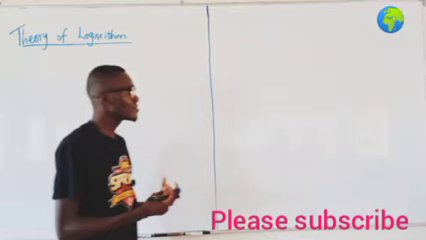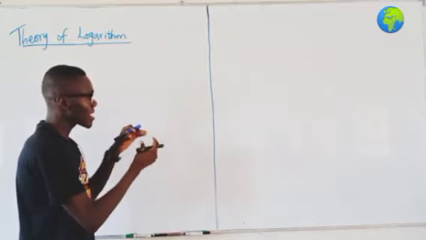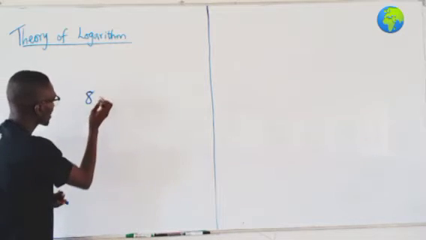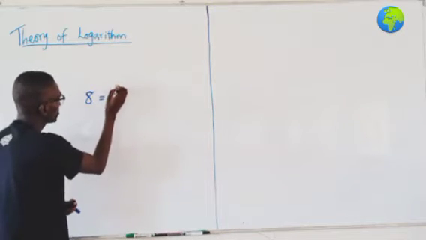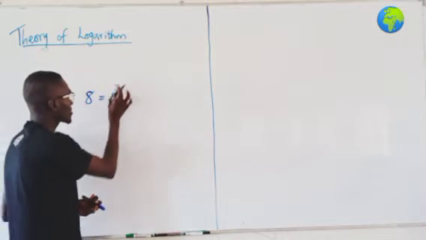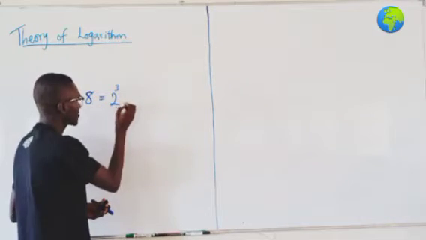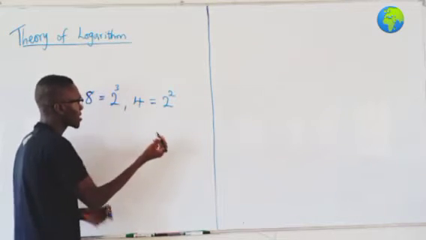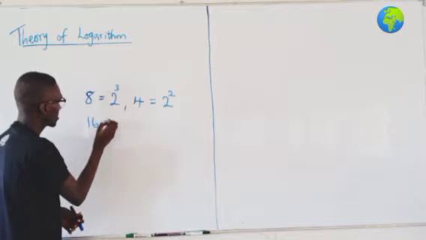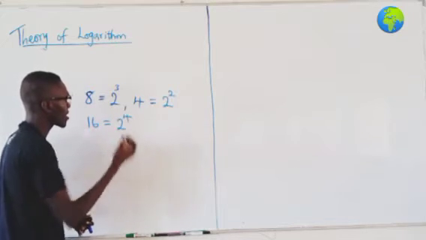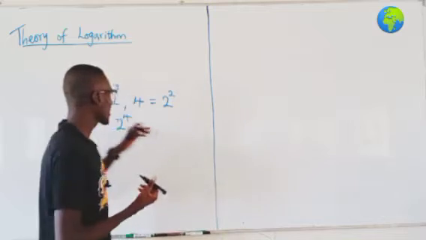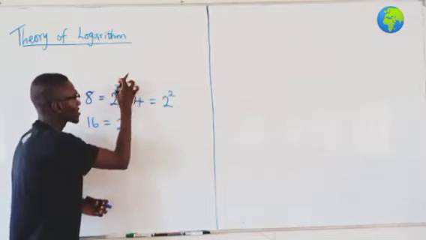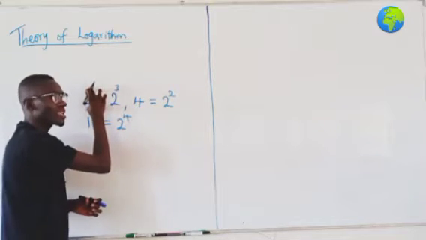Logarithm is just a way of representing a number raised to a power. Like when I have 8, we can rewrite 8 as having a certain base 2 raised to power 3, because 2 raised to power 3 will still result to what? 8. Same thing with 4: 4 can be written as 2 raised to power 2. How about 16? 16 can be written as 2 raised to power 4. So all these numbers, you can see that I'm raising a certain base 2 to a certain power such that it's giving me the initial result.